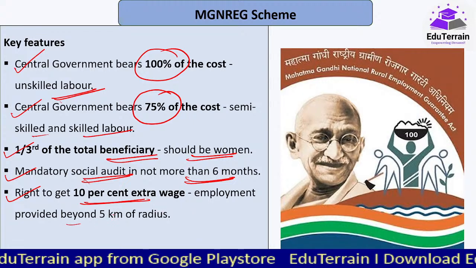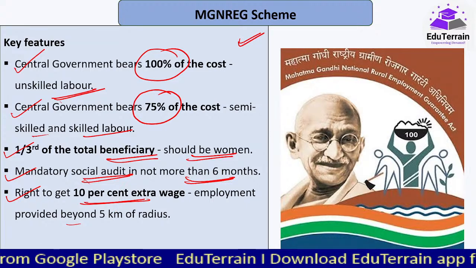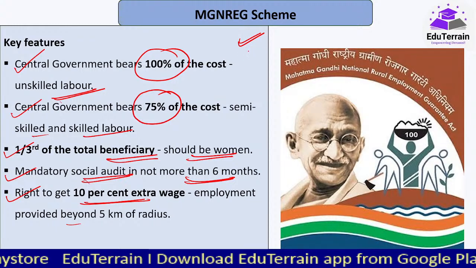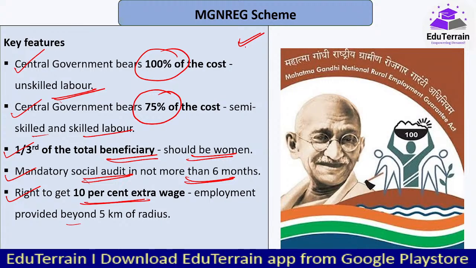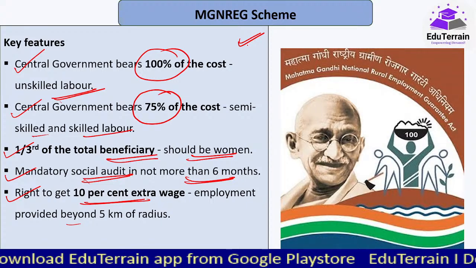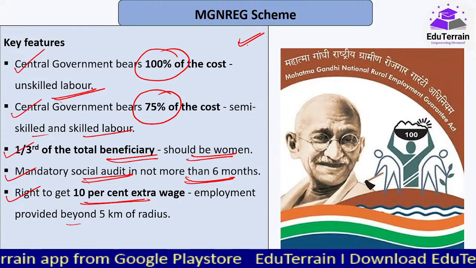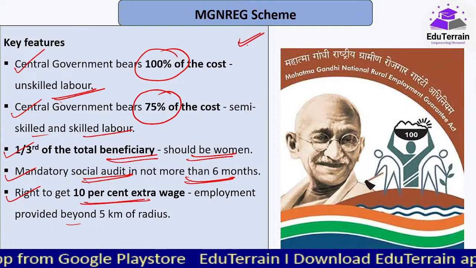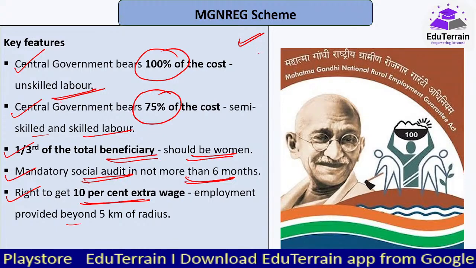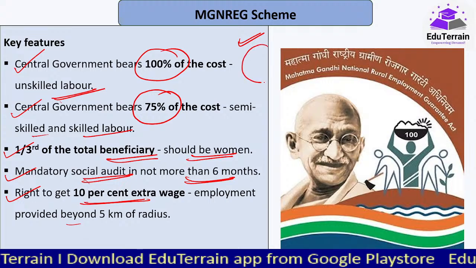See, when we talk about the MGNREGS scheme, how exactly does it work? The person who wants to take up work under this program will get registered at the gram panchayat. Once the registration is done, they will be provided with the job card. After that, they enroll themselves for the work. This is how it is done.